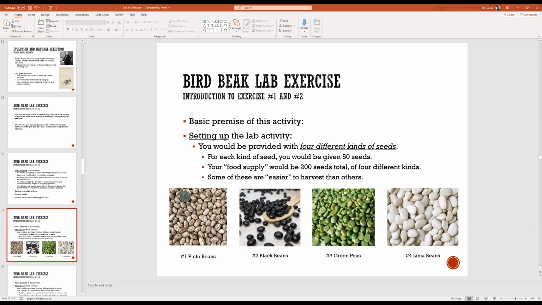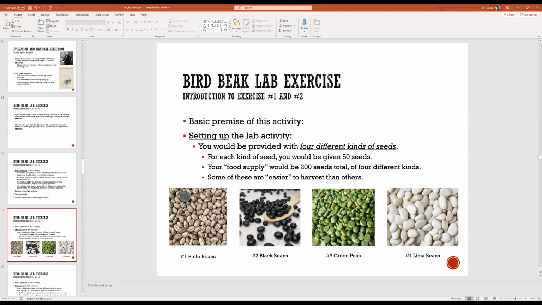So to set up this lab, you are going to need 4 different seeds. So if we were in class, we would go outside at a grassy area. You guys would take pinto beans with you, black beans, green beans, and lima beans. You would take 50 of each beans for a total of 200 seeds. And then you guys would be split into groups of 4.